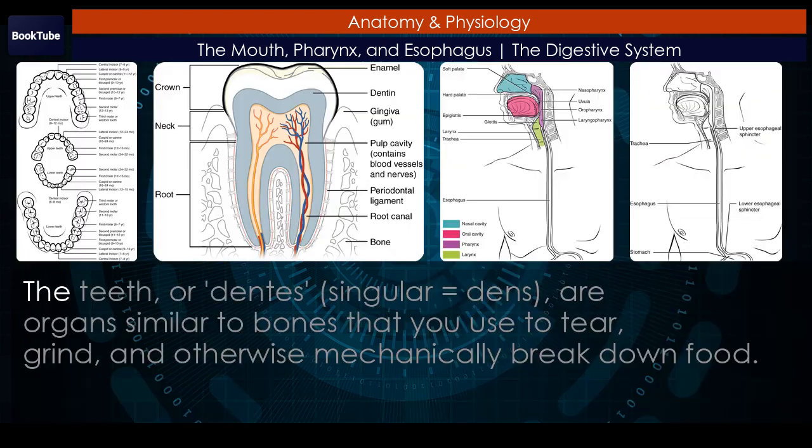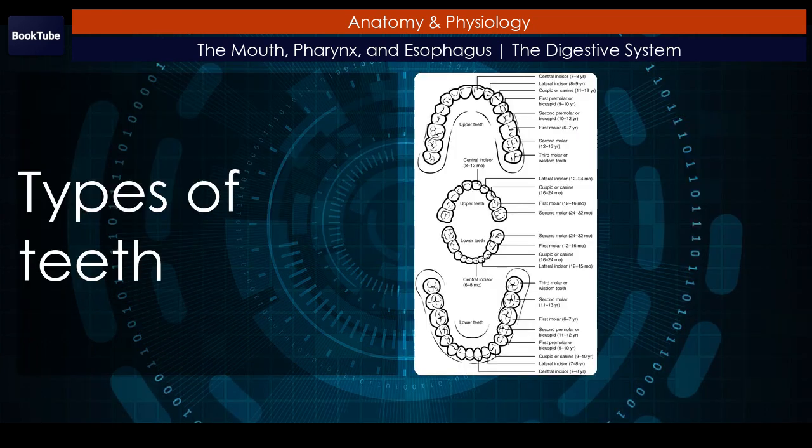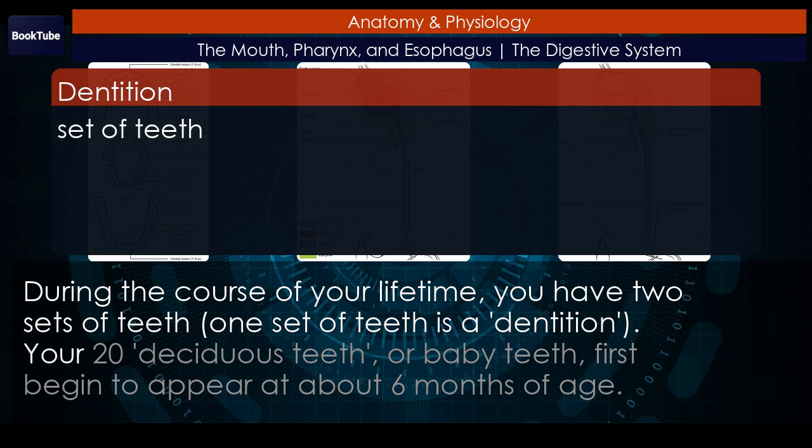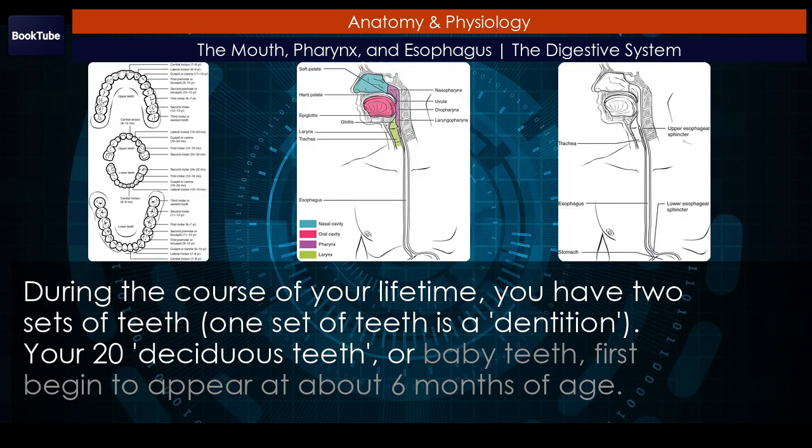The teeth, or dentes, singular dens, are organs similar to bones that you use to tear, grind, and otherwise mechanically break down food. Types of teeth. During the course of your lifetime, you have two sets of teeth. One set of teeth is a dentition. Your 20 deciduous teeth, or baby teeth, first begin to appear at about 6 months of age.